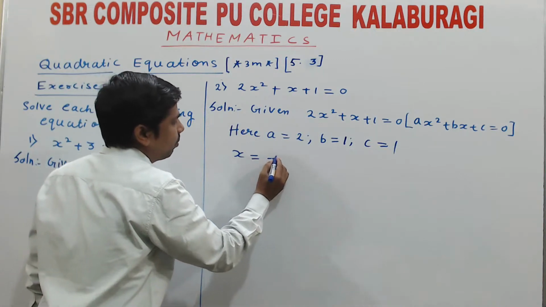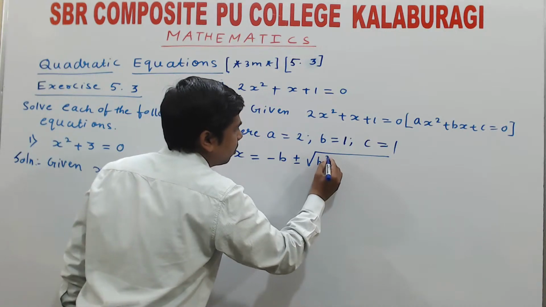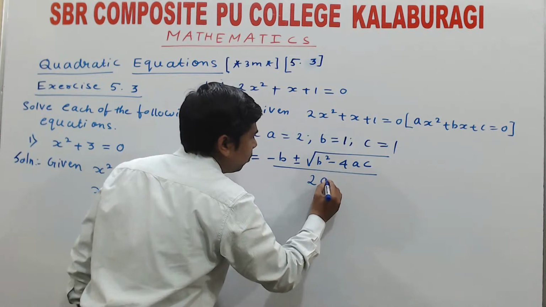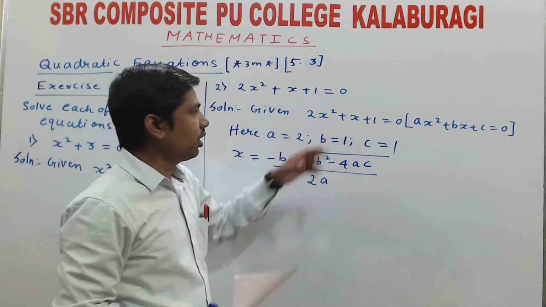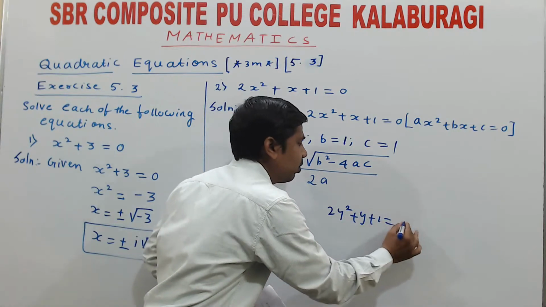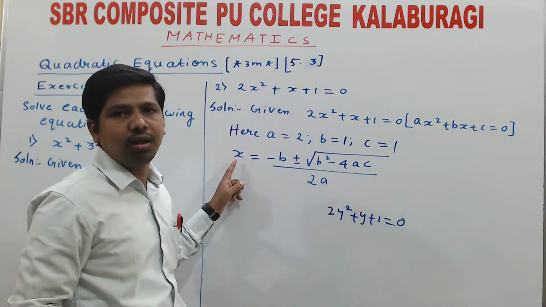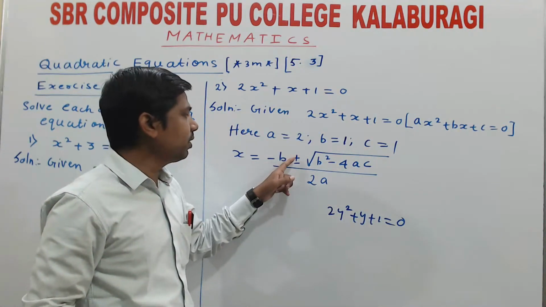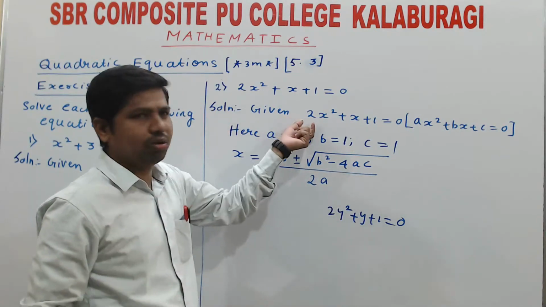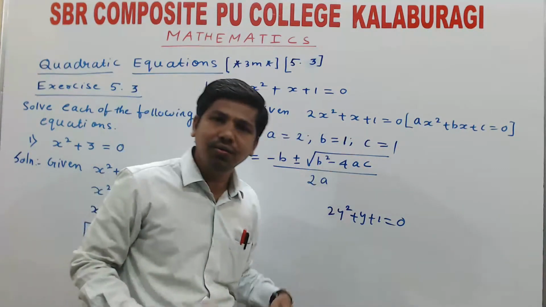Formula, let us write the formula. Minus b plus or minus square root of b square minus 4ac divided by 2a. Suppose instead of x square, if he has given 2y square plus y plus 1 equal to 0, what will we take? What is the variable here? Y is the variable. That time we take it as y. Y equal to minus b plus or minus square root of b square minus 4ac by 2a. There is no rule that you must use x only. You can use any variable, but usually we follow x as the variable.